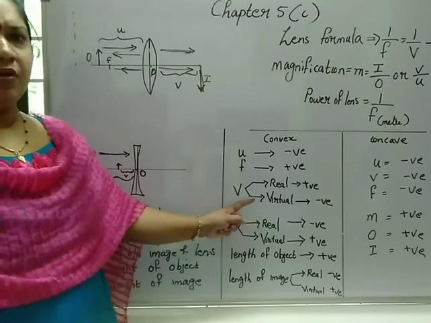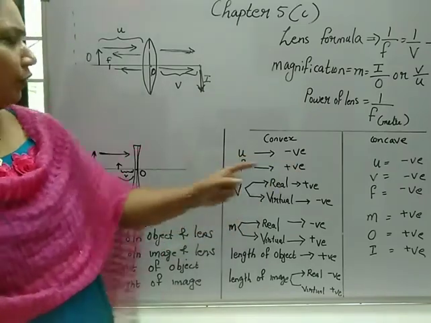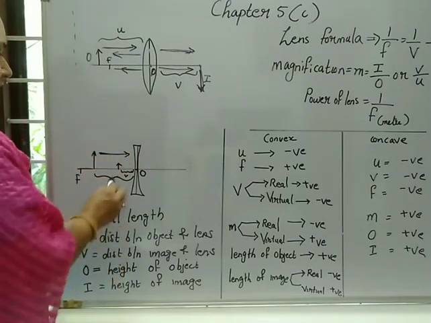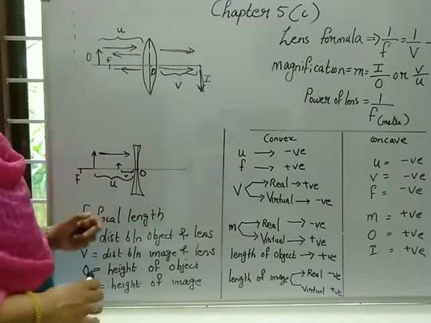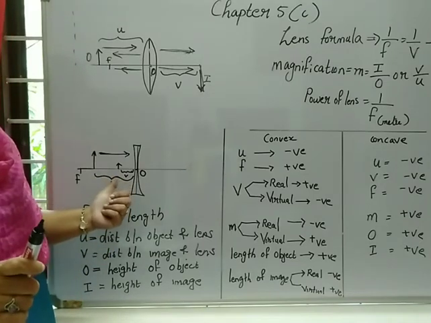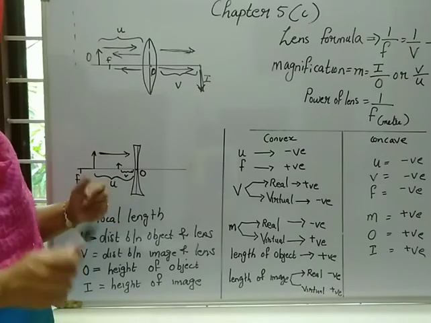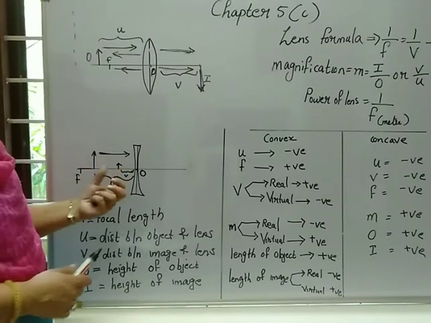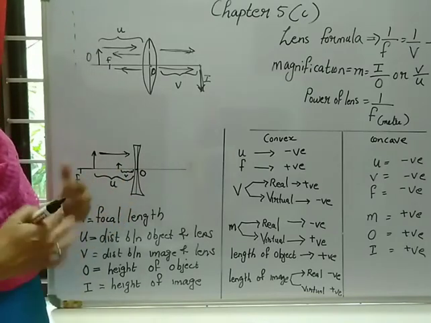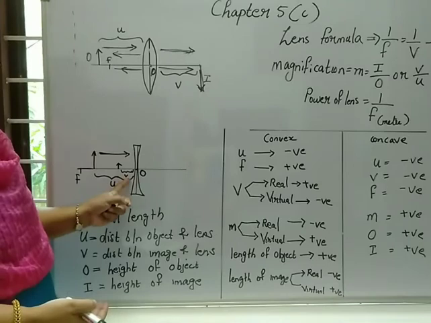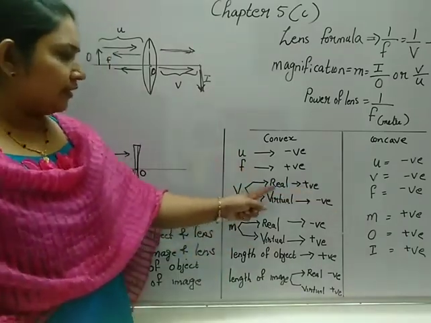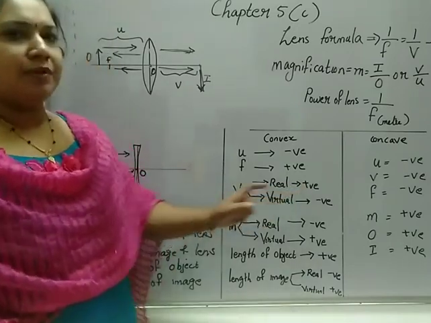And for a concave lens, there is only one image formation. We always get the image on the same side. For a concave lens, we have only one diagram. In that you can see wherever we keep the object, we will get the image between the lens and the object. That is on the same side. So there is no confusion. For a concave lens, V is always negative. For a convex lens, if it is a real image, positive; virtual image, negative.